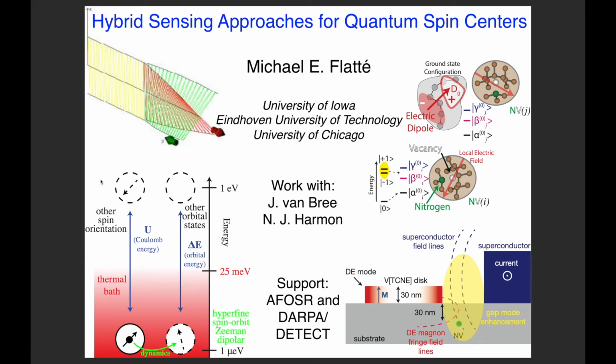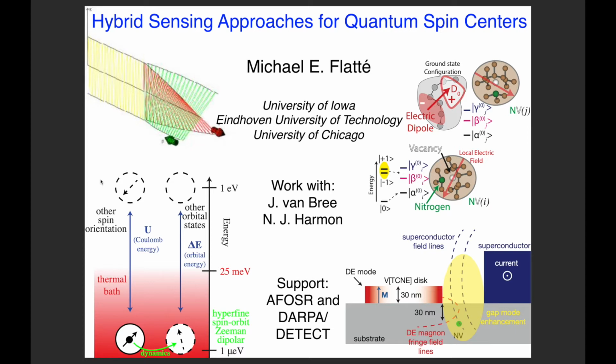This is a presentation that was intended for the 2020 APS March meeting on hybrid sensing approaches for quantum spin centers. I'm Michael Flatte, and this is work that I did in collaboration with Joost van Bree and Nick Harmon, and it was supported by AFOSR and the DARPA DETECT program.